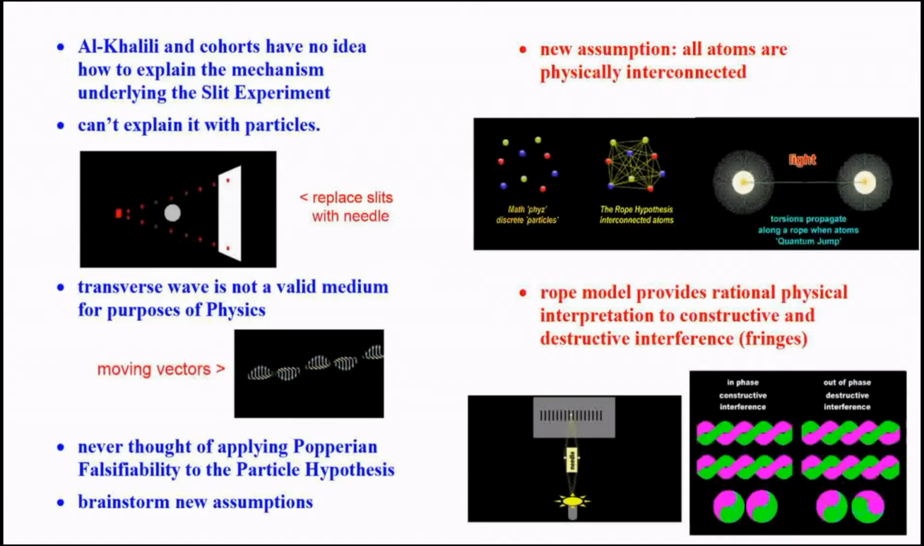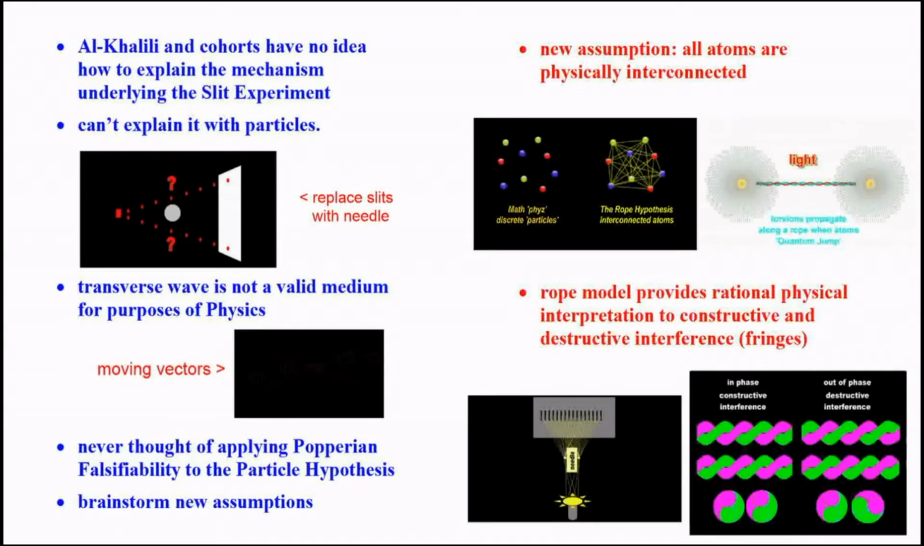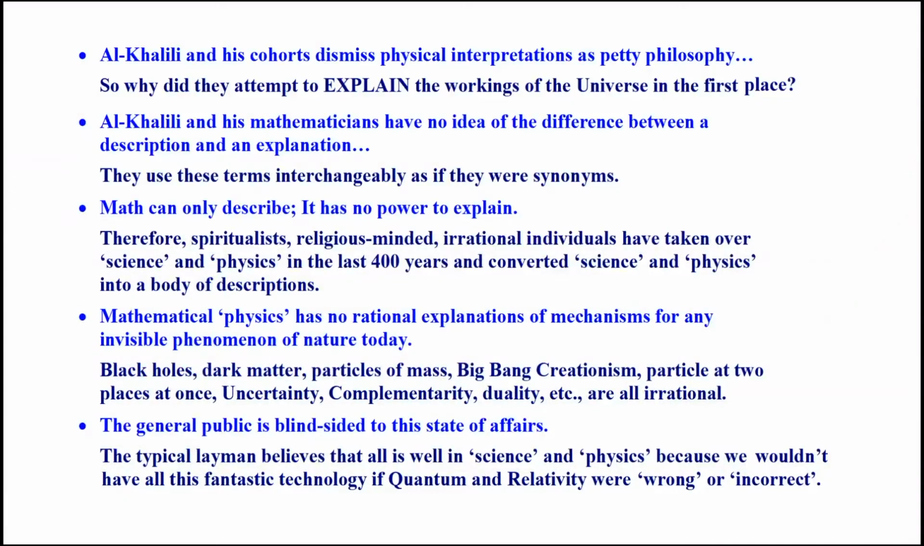What you have is a rope, and that's what's different from mathematical physics. And then I also quickly went through the problems that mathematical physics has in general. These are all fatal problems as I see them.